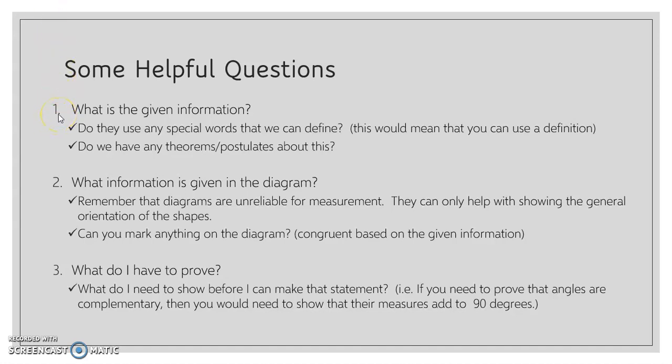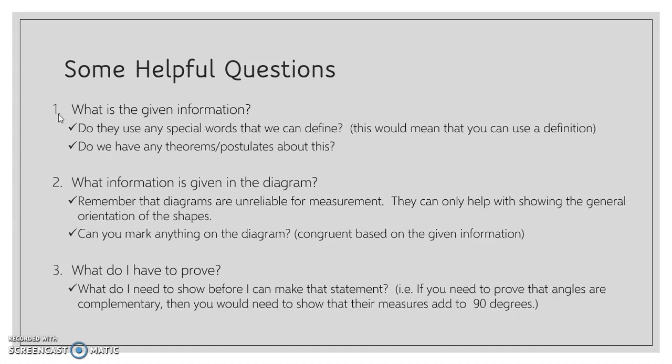Okay, so did they use any special words or any special types of shapes? Once you identify special words or shapes, look at their definitions or theorems or postulates about those things. That's what you're going to do. So look at the given information, say what kind of shape is it, what special words do they use, and then look at their definitions, theorems, and postulates, and just start a list of different things that you know about it.